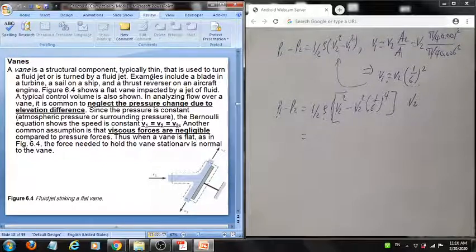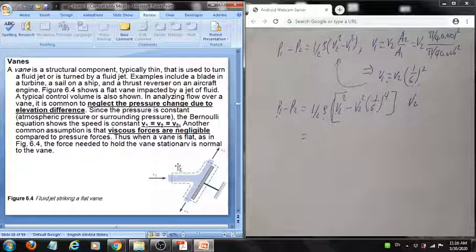Their uses: we use them as a blade in a turbine or compressor, or for example as a sail in a ship. And also we use them as a thrust reverser on an aircraft, to slow down the aircraft when landing. Okay, here we have a simple schematic of a vane being impacted by a jet, a fluid jet, and this jet will split into two directions as you can see in front of you.